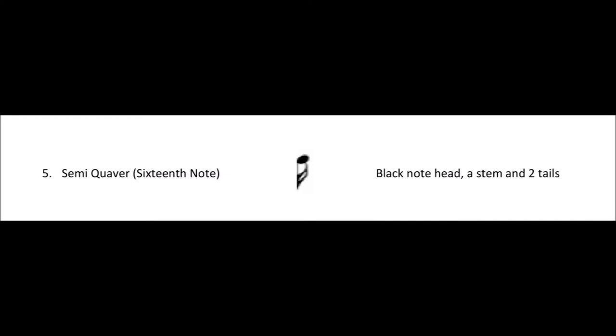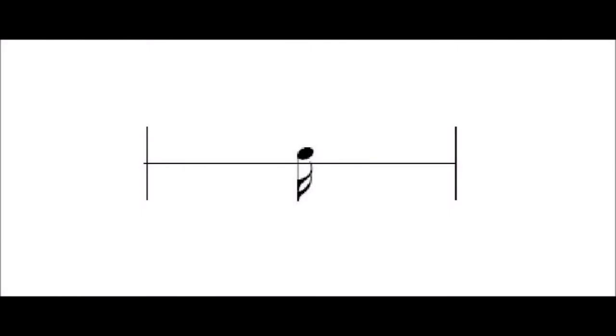The next note is the semi-quaver, or the 16th note. It's a black note head, a stem, and two tails. See the two tails coming off the bottom of the stem, and this is what it looks like in the music. Same as every other note placed on the single stave.